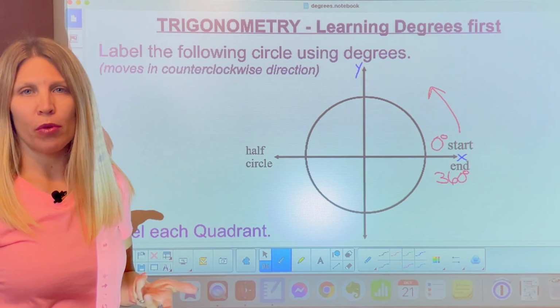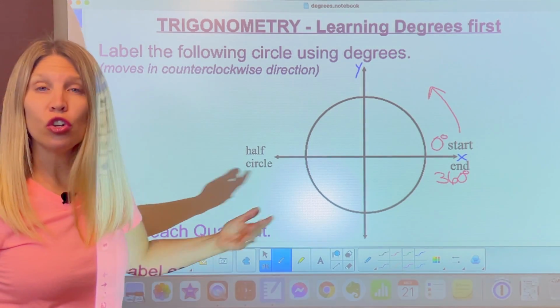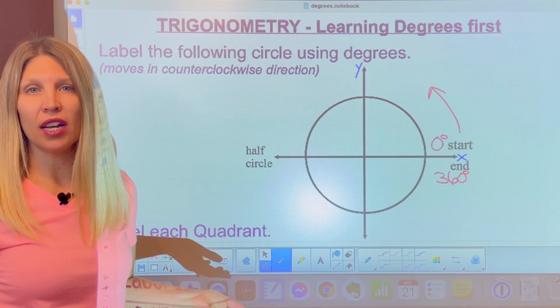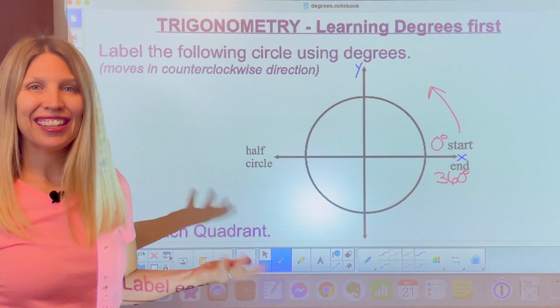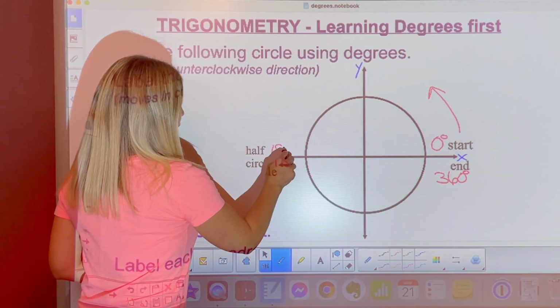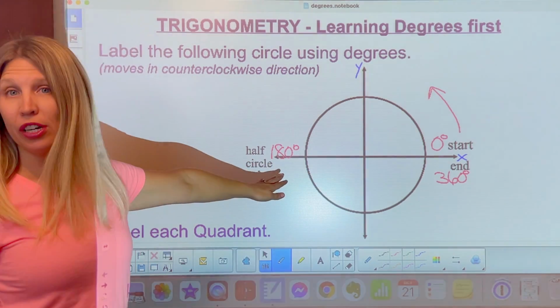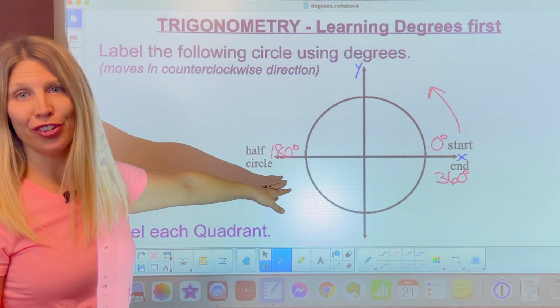So now let's find half of a circle. And this might be a number you're already familiar with, but if not, you're just going to take 360 divided in half. And what do you get? That's right. You get 180 degrees. So this spot over here on the left-hand side is 180 degrees.